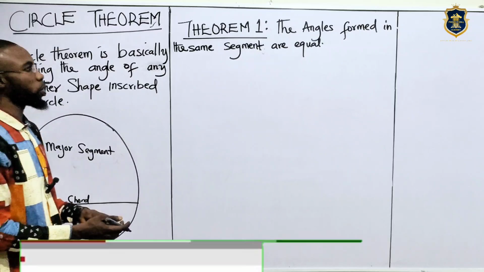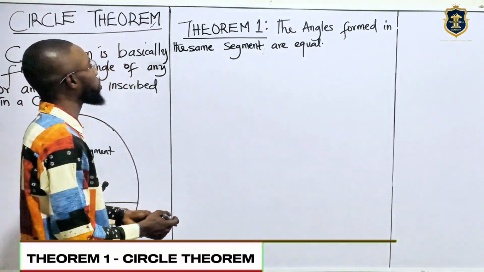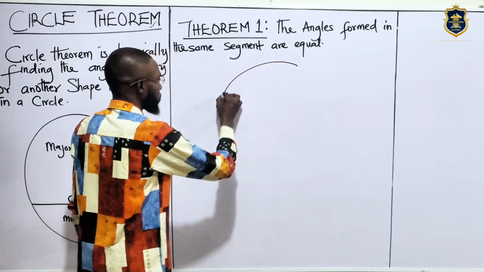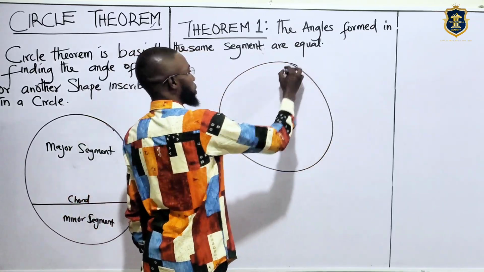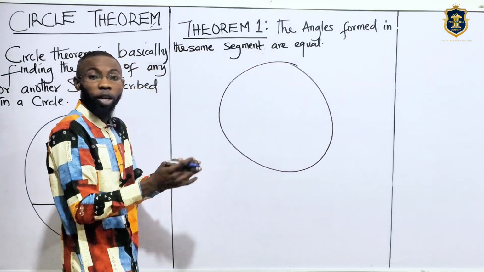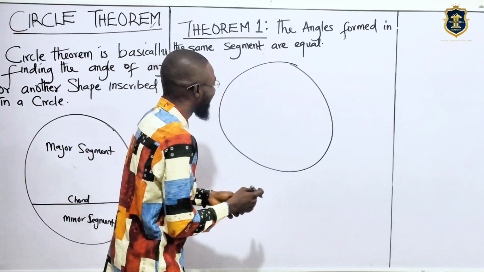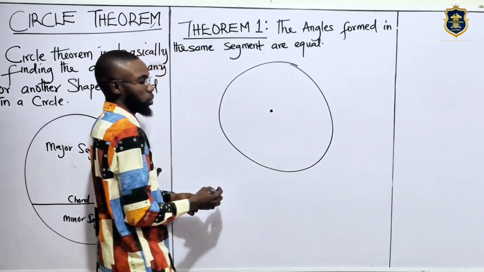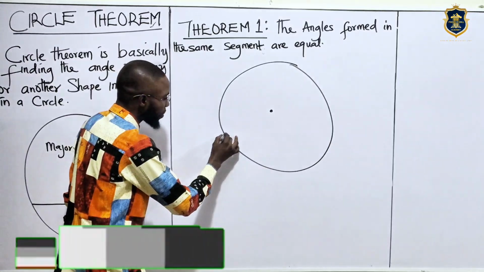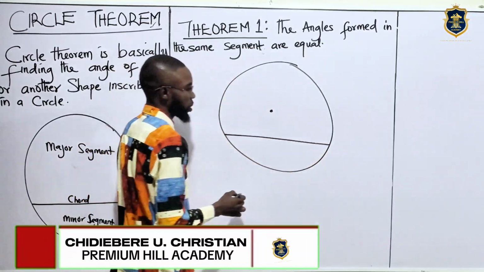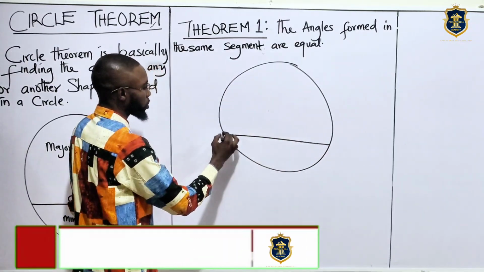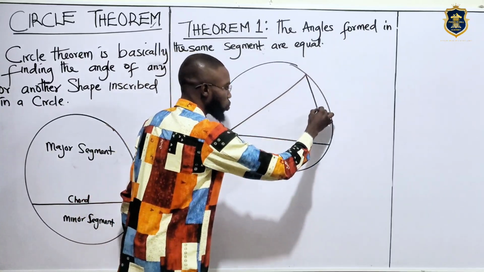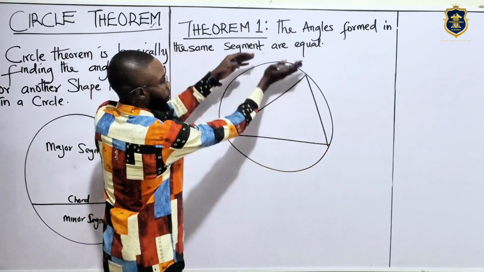And that brings us to theorem 1. It says the angles formed in the same segment are equal. So if we have a circle like this, just follow me now. I know my circle is not straight, but just follow me, guys. If we have a circle like this, and then we have the midpoint, and then we have a chord cutting across it, right? And then let's assume that we are forming an angle with this segment, this part of the segment.